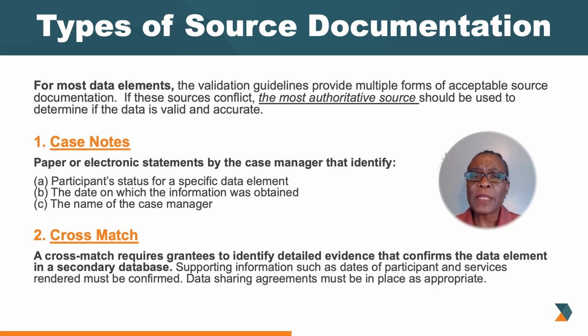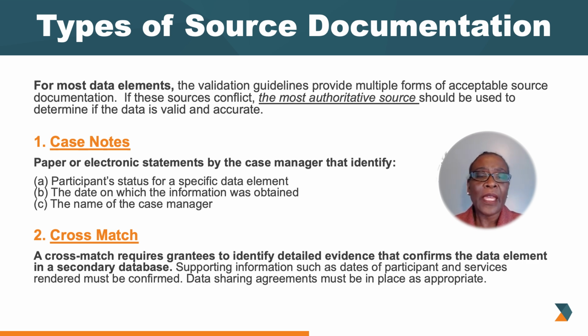The second is cross-match verification. This is all about double-checking info against another trusted source. Basically, we need to back up what's in the system with outside records. Some examples include pay stubs to confirm employment and income, school records to verify education levels, and enrollment confirmations. These could be official documents like a report card or online records that show a participant's current status.